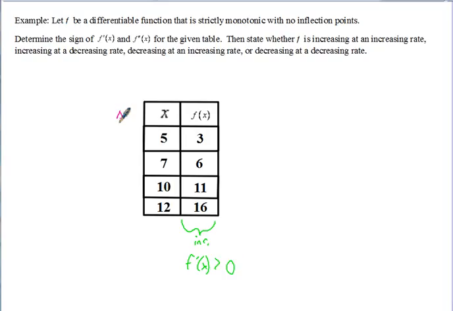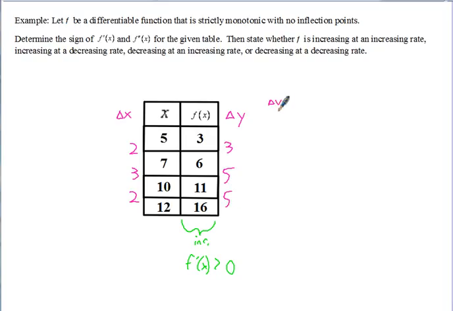And again, let's look at the change in the x-coordinate, delta x, and the change in the y-coordinate, delta y. The x-coordinate from 5 to 7 increases by 2, 7 to 10 increases by 3, 10 to 12 increases by 2. The change in the y-coordinate from 3 to 6 increases by 3, from 6 to 11 increases by 5, 11 to 16 increases by 5.